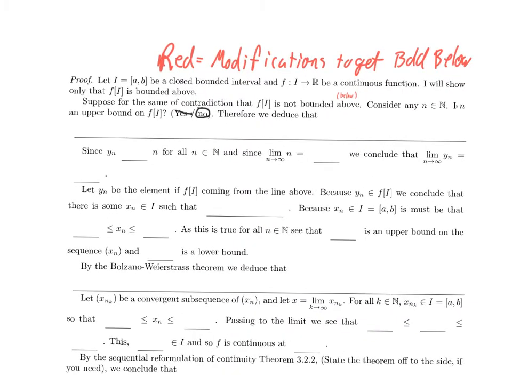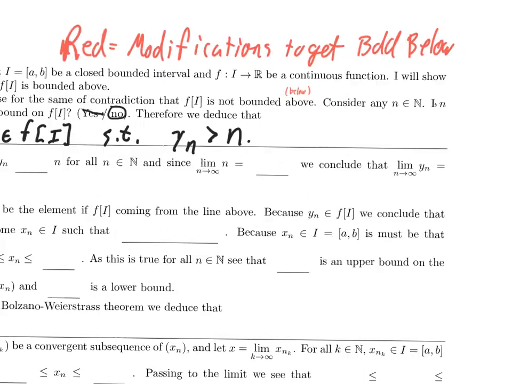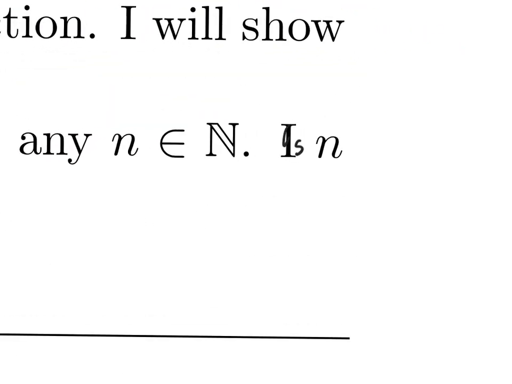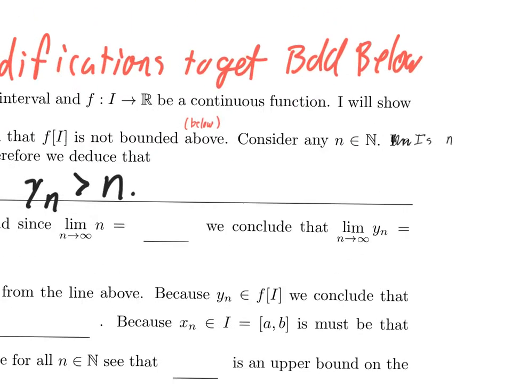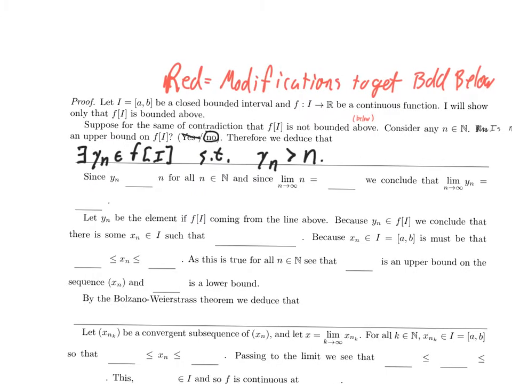So what does that mean? I know that n is not an upper bound on f of I. So I know that there exists some element of f of I, and I'm saying y sub n because different choices of natural number will obviously result in different elements of f of I, such that y sub n is bigger than n. I'm going to make that actually legible. Is n there an upper bound on f of I? It is not, so we get this conclusion.